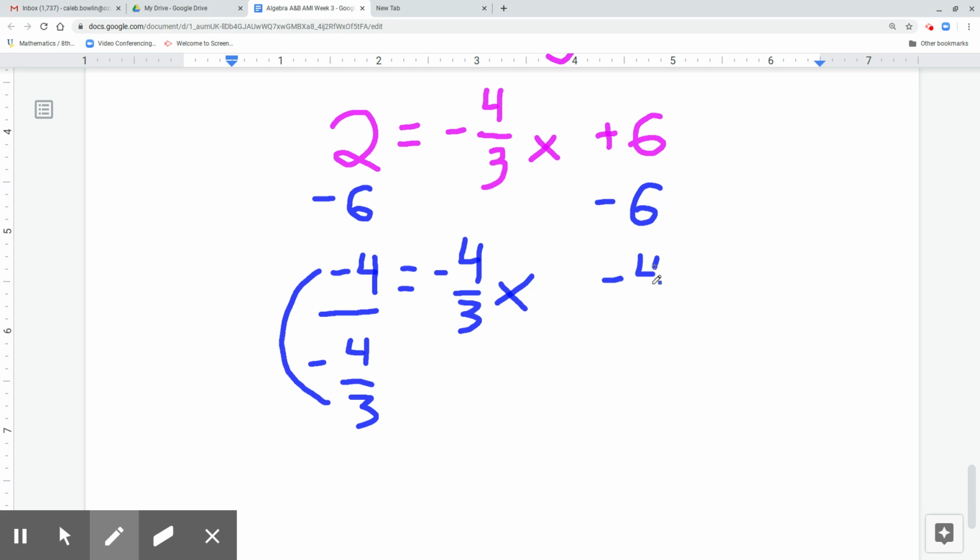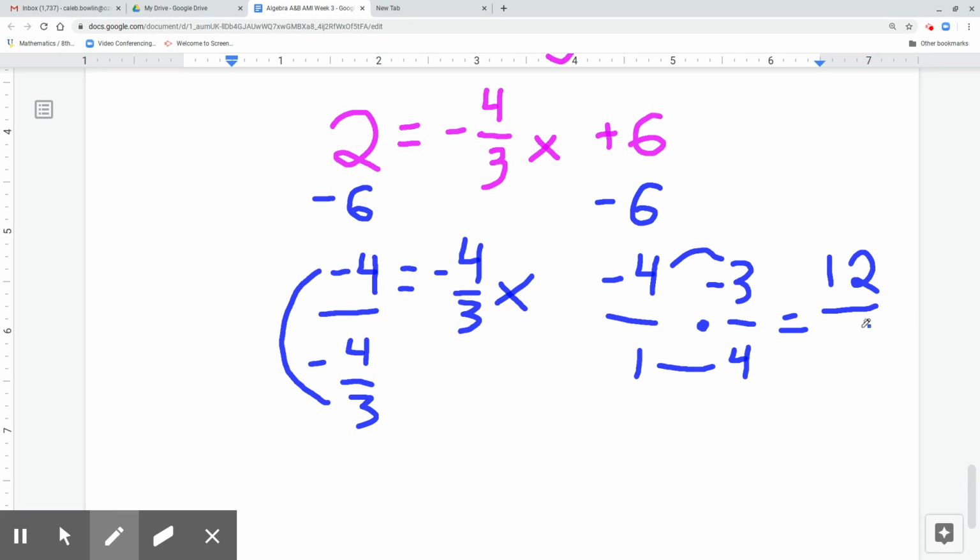I need to turn negative 4 into a fraction. Remember, if a number is not a fraction, you can just put it over 1. We multiply this by 3 over 4, and I'm going to put the negative on the 3 so it's still negative. Negative 4 times negative 3, top times top, gives me 12. On the bottom, 1 times 4 is 4. Then I can simplify: 12 divided by 4 is 3. So after everything is said and done, x is equal to 3.